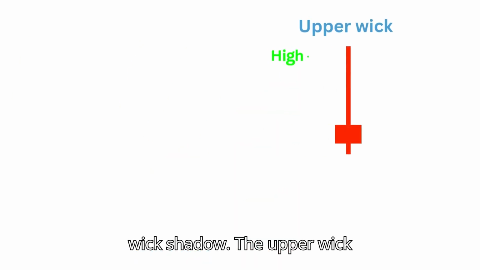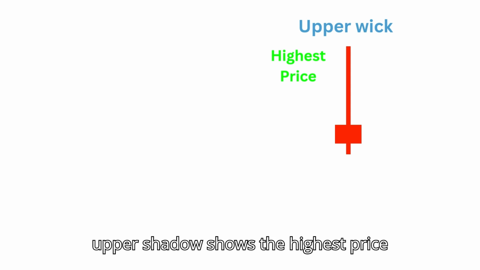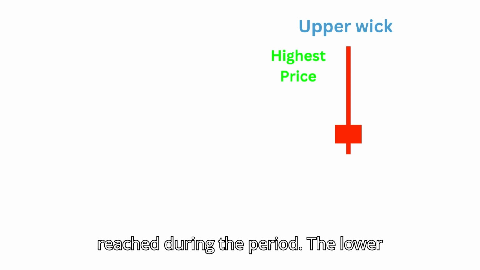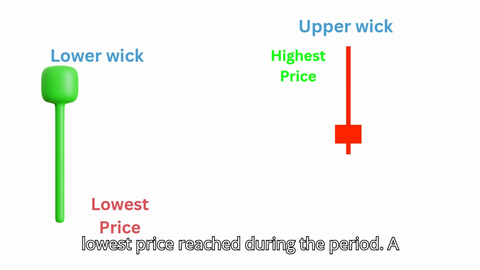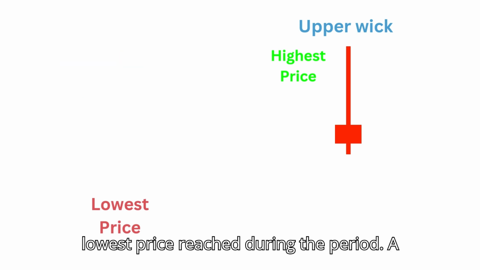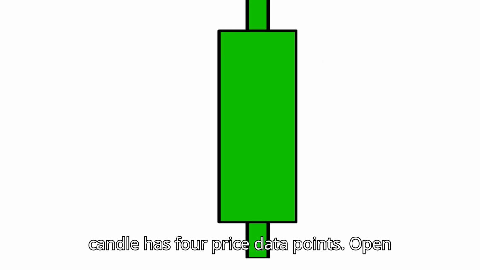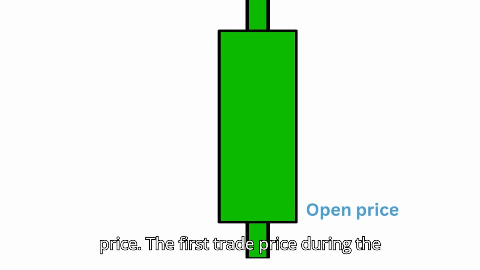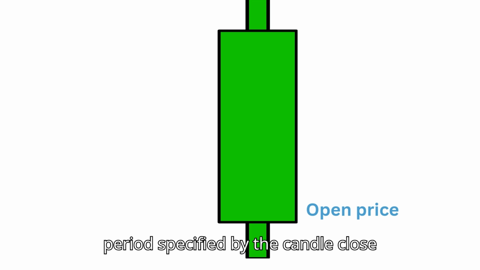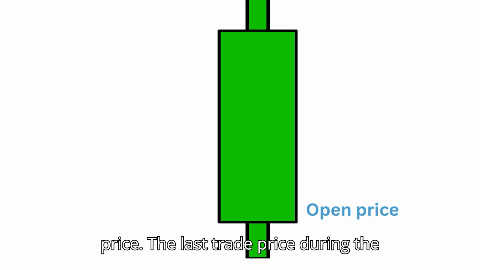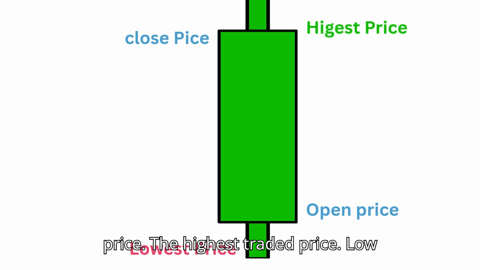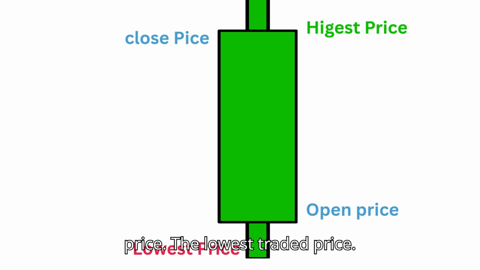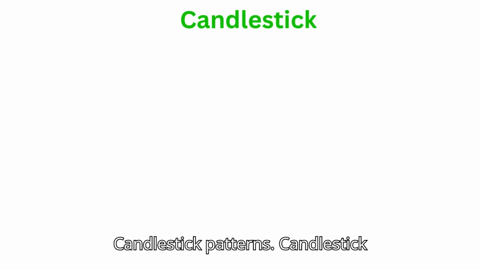The wick, or shadow. The upper wick, upper shadow, shows the highest price reached during the period. The lower wick, also known as the tail, shows the lowest price reached during the period. A candle has 4 price data points. Open price: the first trade price during the period specified by the candle. Close price: the last trade price during the period specified by the candle. High price: the highest traded price. Low price: the lowest traded price.